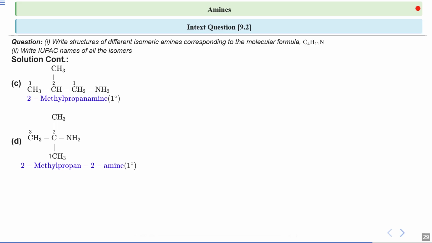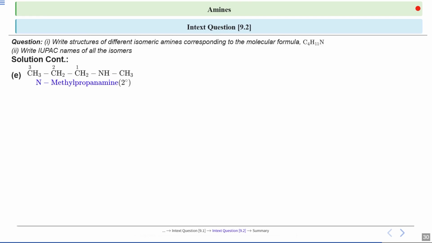Now this is another isomer of C4H11N. Over here, this is the first carbon, 1, 2, 3. On second carbon a methyl group is attached and the NH2 group is attached. So this will be 2-methylpropan-2-amine, and this is also a primary amine because this nitrogen is bonded to 2 hydrogen and 1 carbon. So this is another isomer.